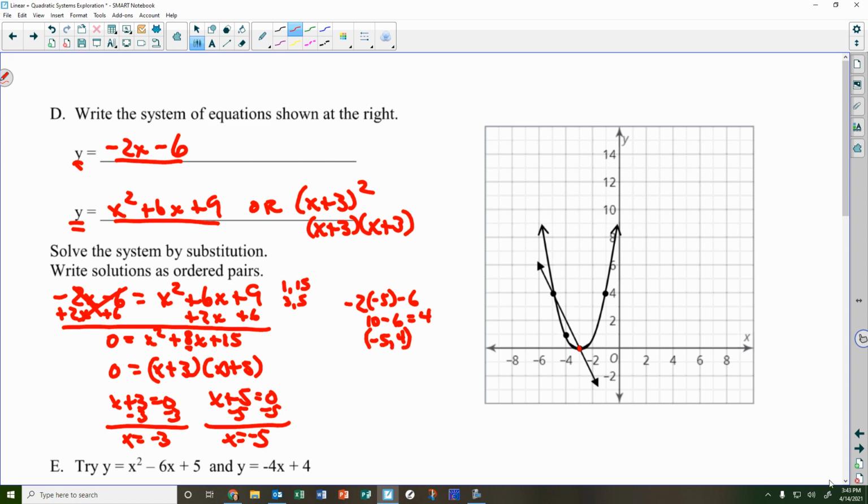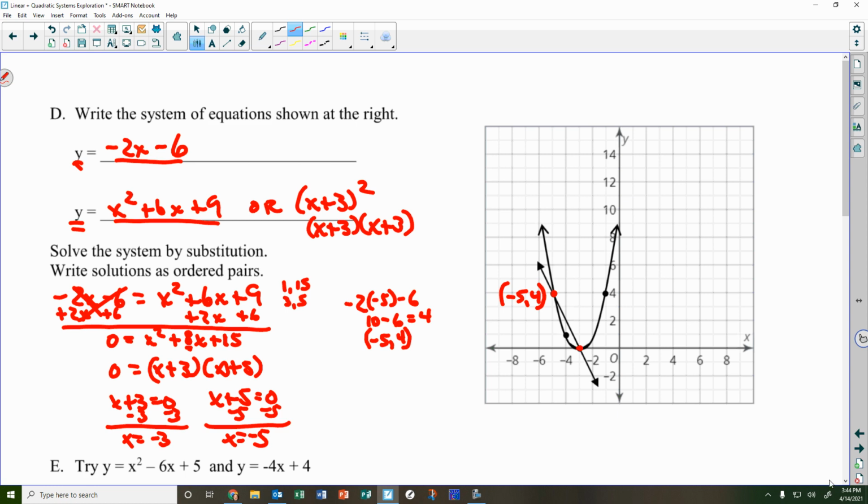Well, if you look, all right, here's negative 2. There's negative 4. Negative 5 is right here. And if you look up there, there is negative 5, 4. So we got one right. Now, hopefully the other one is this negative 3, 0.